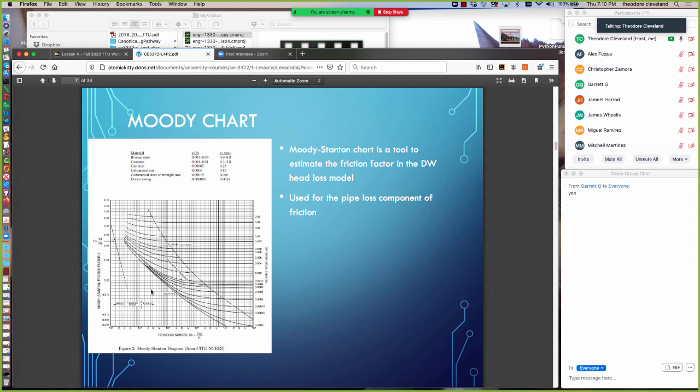So the information in the Moody chart, the left axis is the friction factor, and it's a logarithmic axis. The bottom axis is a Reynolds number, and it's also logarithmic.